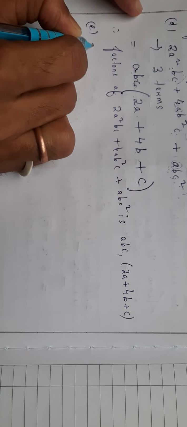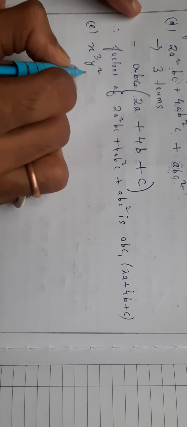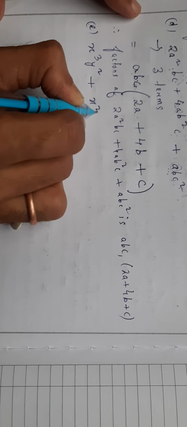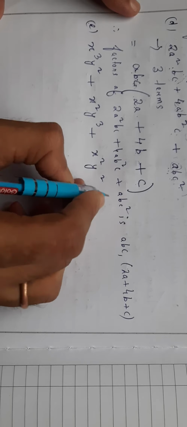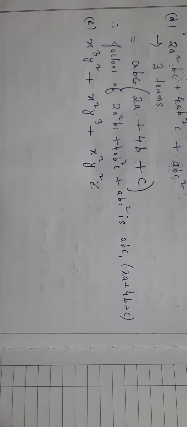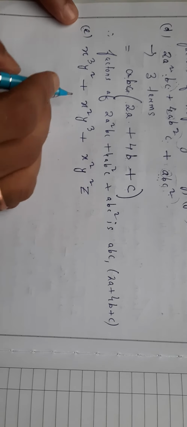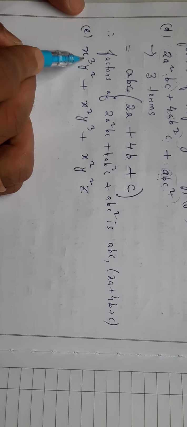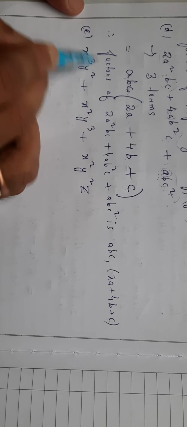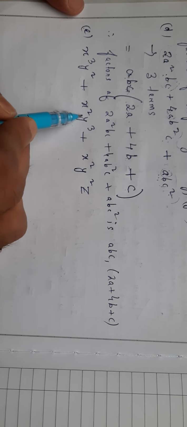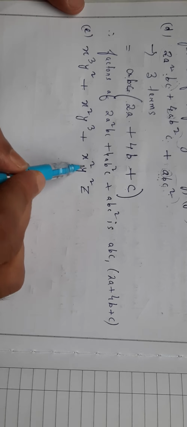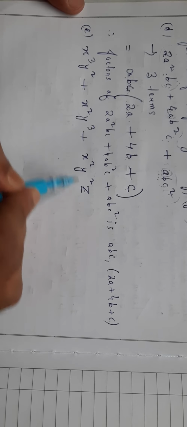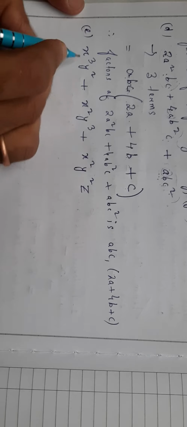Next question is x cube y square plus x square y cube plus x square y square and z. Now here x cube y square, that means x cube into y square, so this will be treated as one term, plus x square into y cube. So since there is multiplication sign in between, so that will also be considered as one term. Similarly, x square into y square into z, this will be treated as one term. So here we have got 1, 2 and 3, total 3 terms.